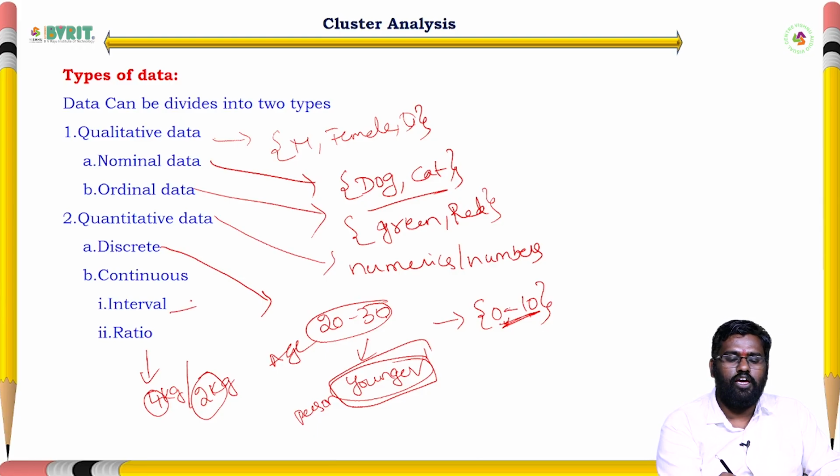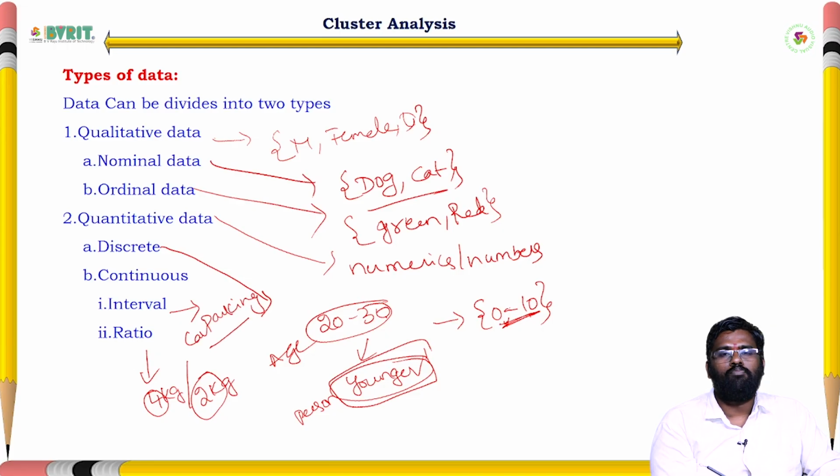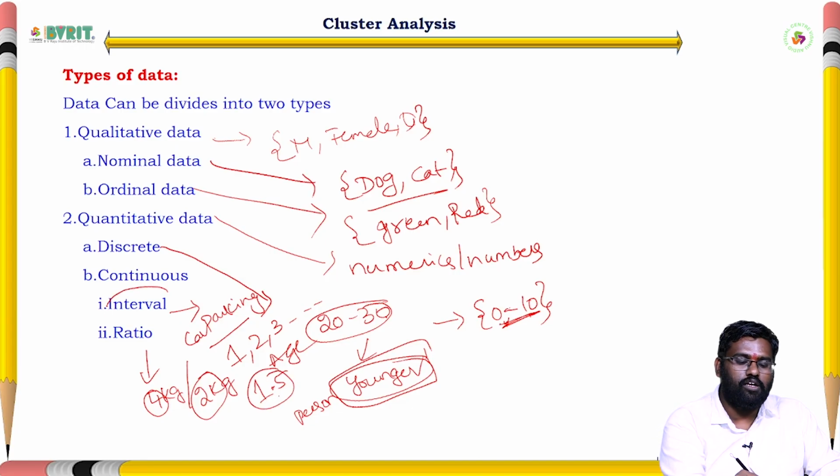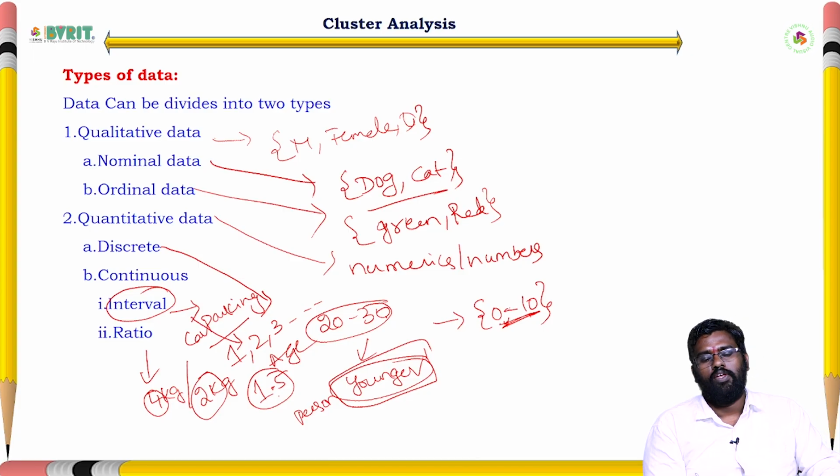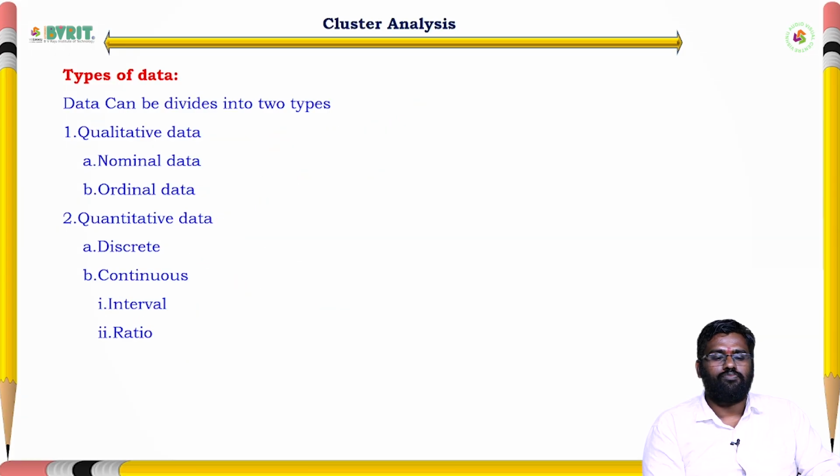Interval, for example, if we take car parking. In car parking, we consider it as 1, 2, 3 like this only. There may be 1 car, 2 cars or 3 cars. They don't take 1.5 car parking. This type of thing will not be allowed in the interval part. They allow only integer numbers, like this car parking. That is about the different types of data used in cluster analysis.